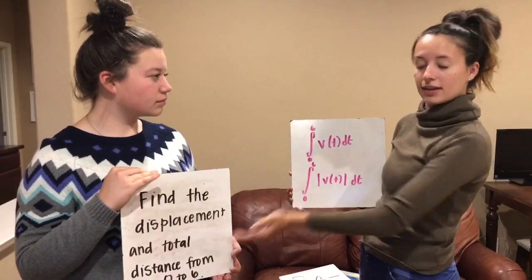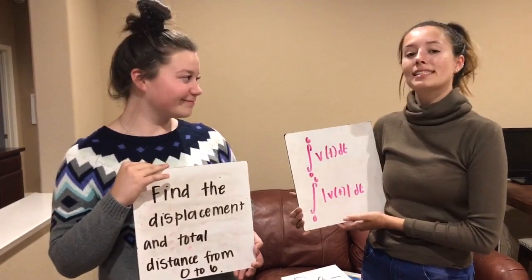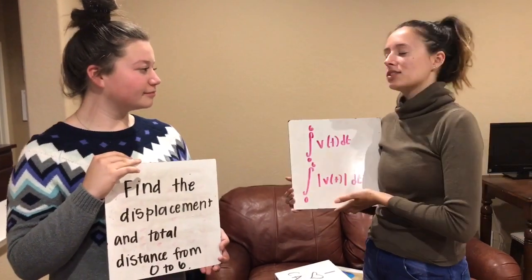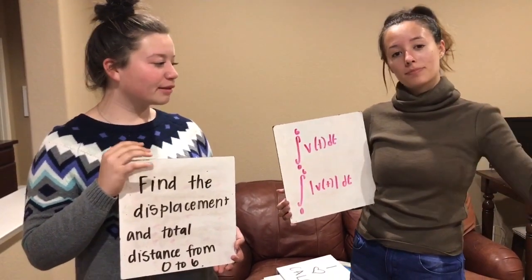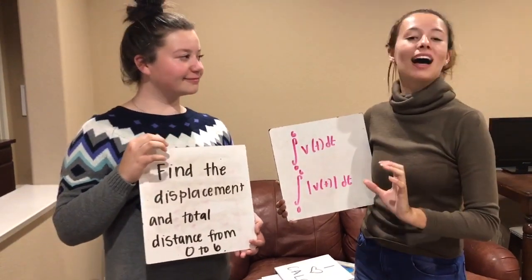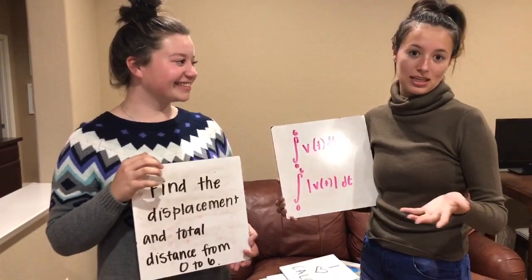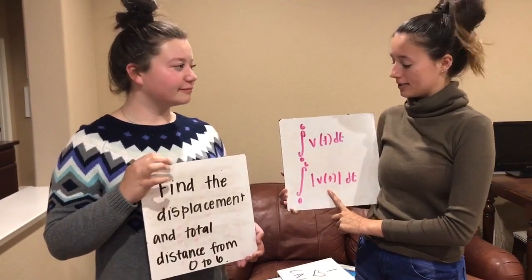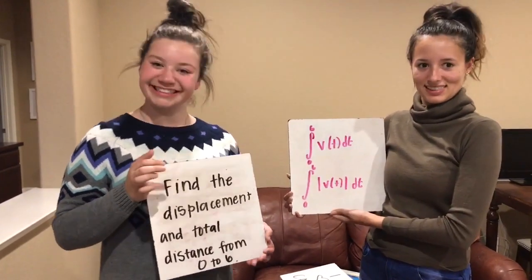But when you find total distance, it is going to be the amount traveled. So it's like the miles you go in your car, right? And so it's going to be the absolute value of the top and the absolute value of the bottom, which is the negative, so turn positive. So that's why we have absolute value bars on our velocity equation from 0 to 6.